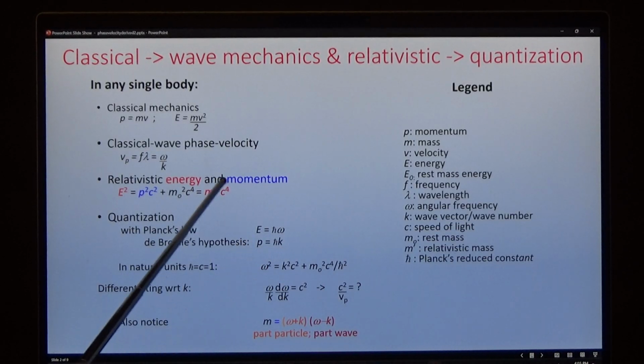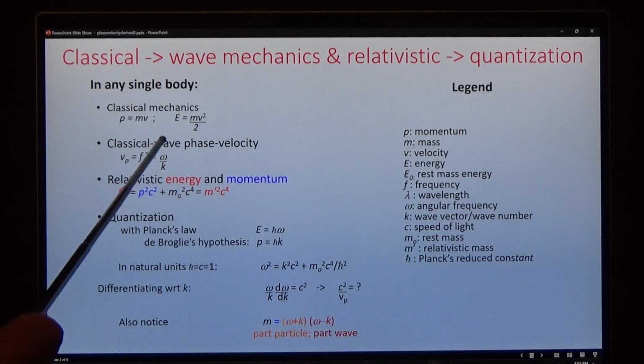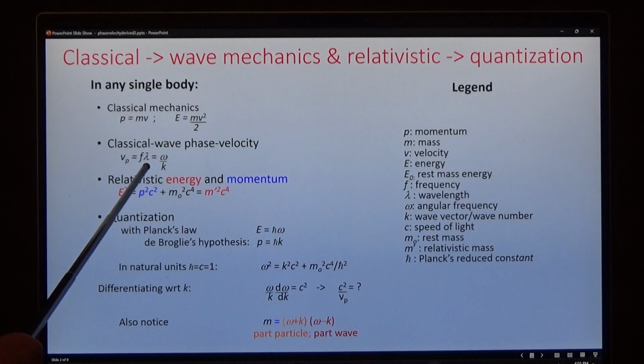Substituting these values into relativity, we find omega squared is equal to k squared plus mass squared using natural units. And we can differentiate this and find that omega over k multiplied by the derivative d omega by dk is equal to a constant c squared. What is omega over k? We saw that before. It's the phase velocity.